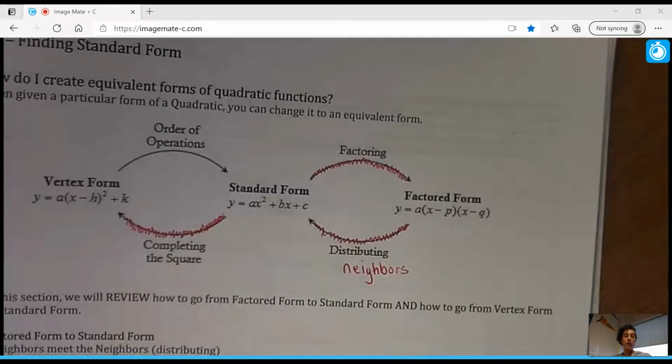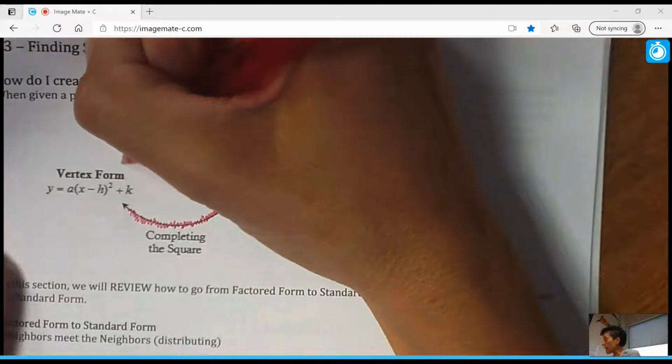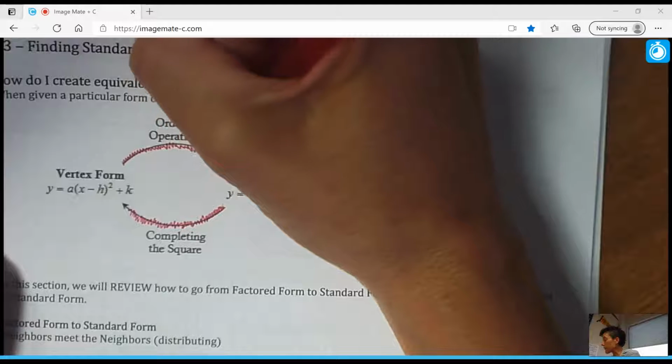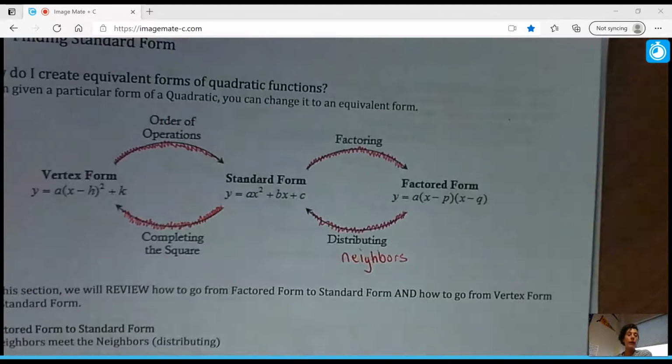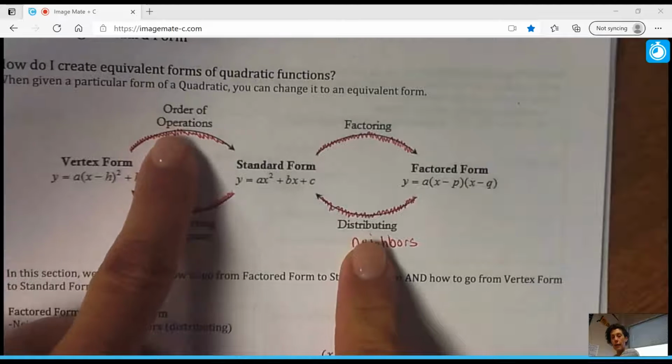So today what we're going to finally finish up is, what if you're given vertex form and you have to go to standard form? And so we're going to use what's known as the order of operations, which is a lot like this. These two kind of go together.